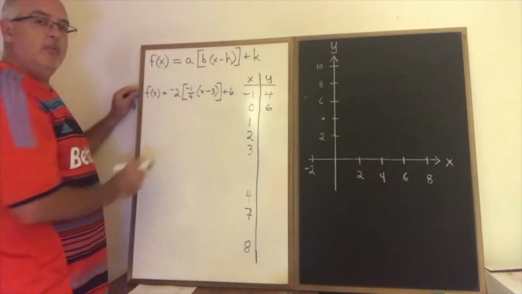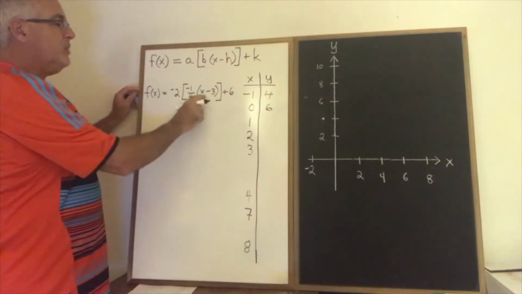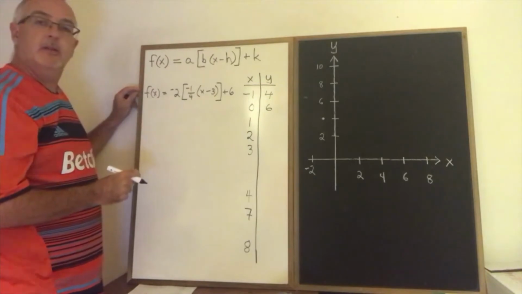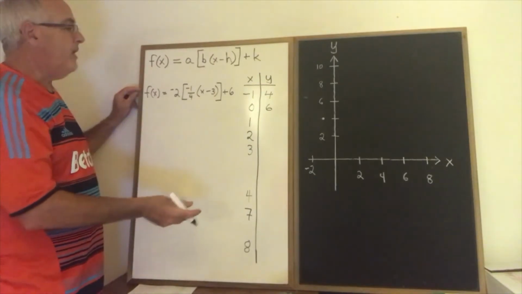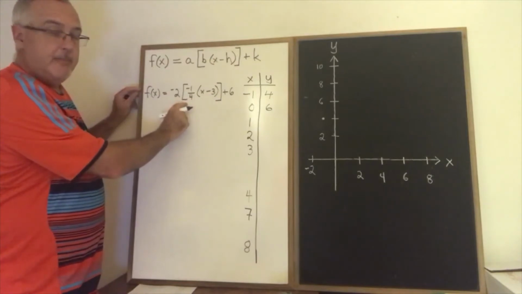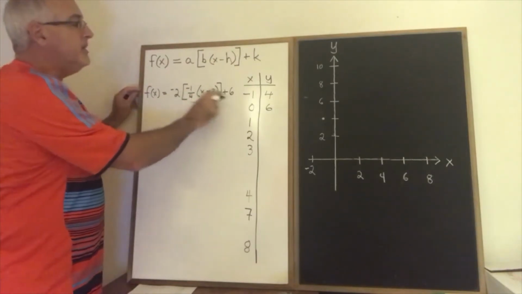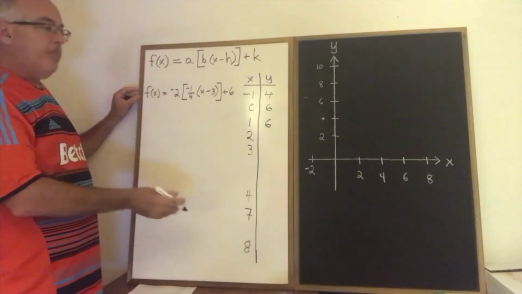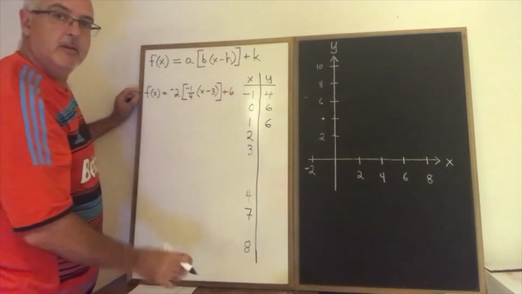Quickly, let's do a couple more and see what happens. If x is 1, 1 minus 3 is -2. -2 times -1/4 is +0.5. The greatest integer less than or equal to that is 0 again. 0 times -2 is 0, plus 6 is 6. We get another 6. Get used to this happening when you're doing a large table of values for a step function.